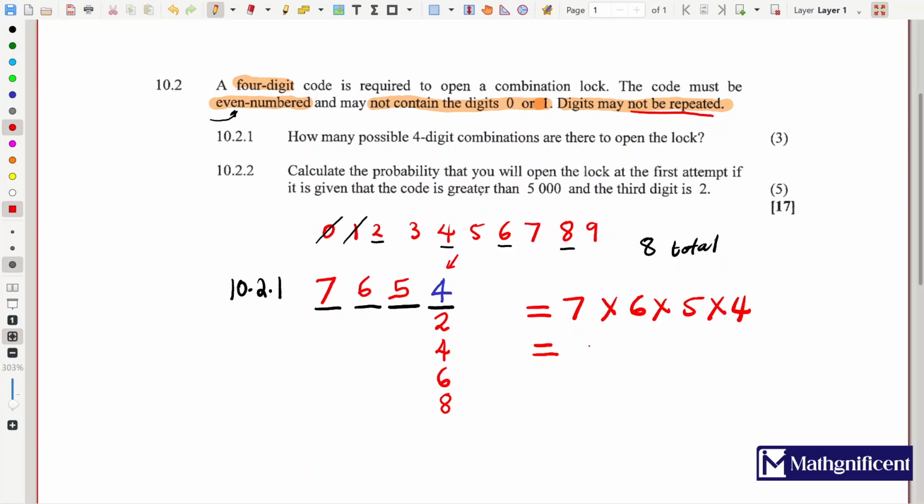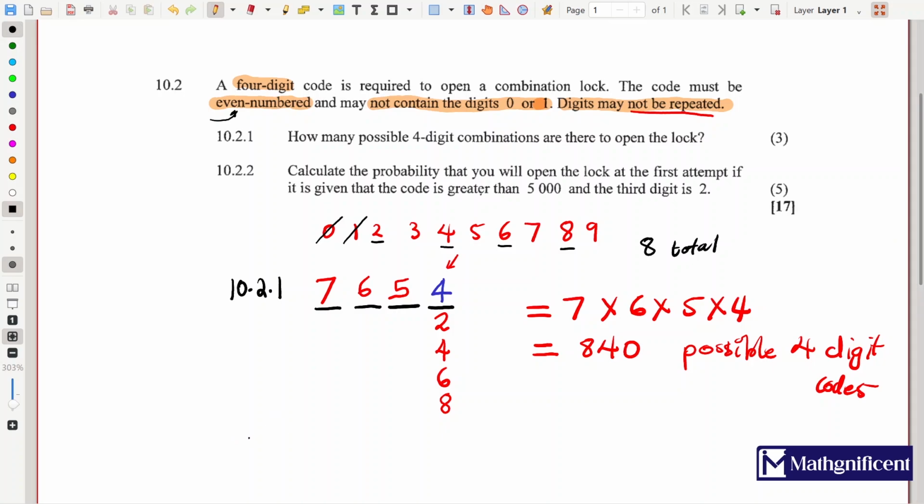So when you get 840, you are going to say this is 840 possible 4-digit codes. Right, so that's what we have. It means that if we follow these conditions, we can make up to 840 possible 4-digit codes. So now let's move on to the next question here.